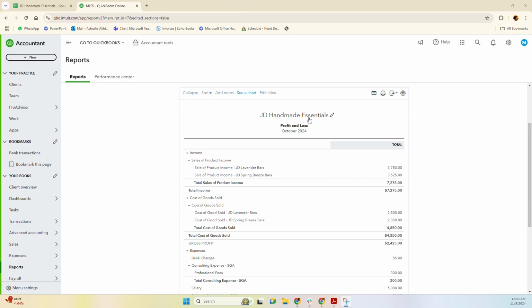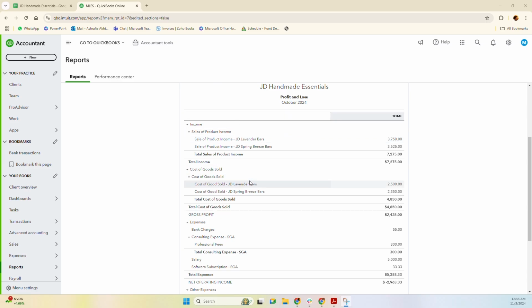So, JD Handmade Essentials, profit and loss, October 2024. From our profit and loss, we can see we have made a revenue of 3750 from selling lavender bars and a revenue of 3525 from selling spring breeze bars. So our total sale of product income becomes 7275. Cost of goods sold. If you remember, we bought 3000 lavender bars and 3000 spring breeze bars, but we haven't sold all of them. The sold products' costs are here.